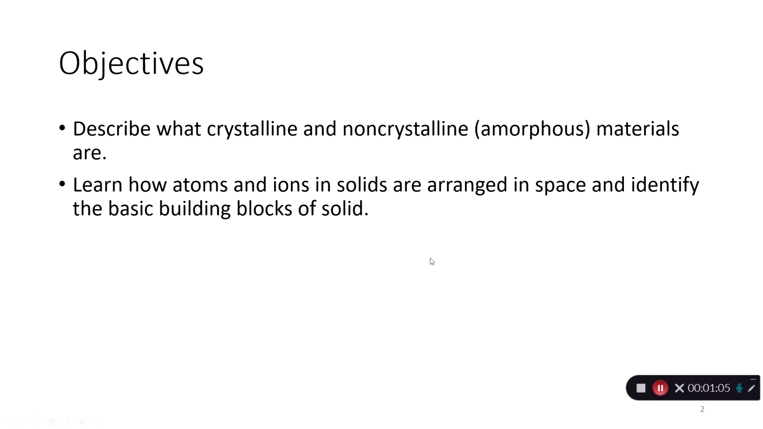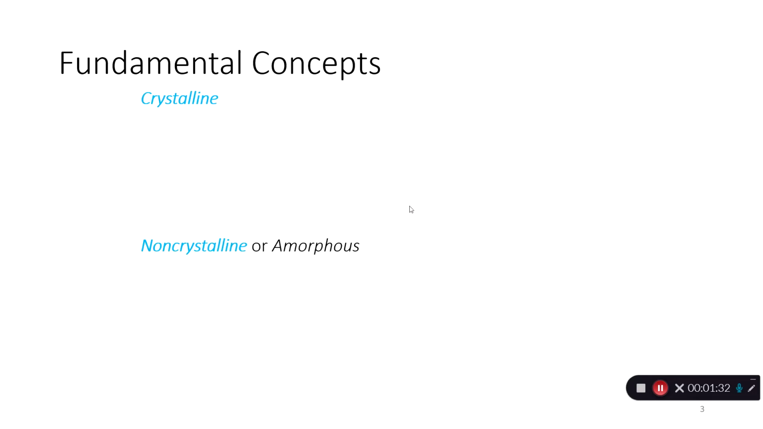So the first objective here is to describe what crystalline and non-crystalline materials are. Actually, we're going to focus more on crystalline, and also learn how atoms and ions in solids are arranged in space. Okay, so literally how are they arranged? So we're going to identify the basic building blocks of solid materials. Okay, so let's look at some fundamental concepts first.